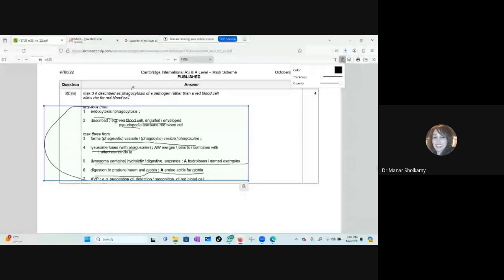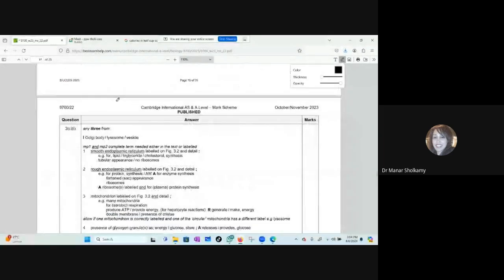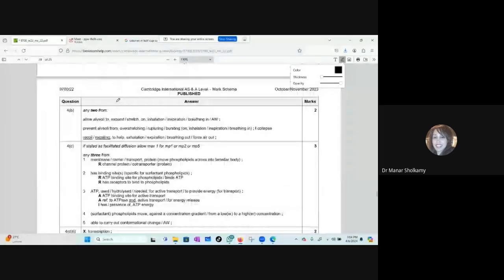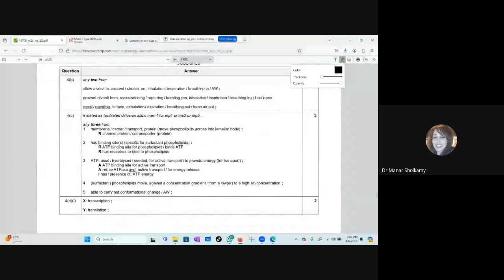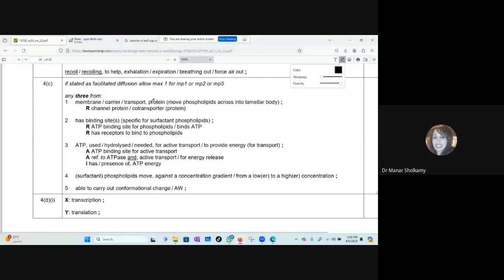This is number 4C. Do you know that it is a protein? Adam did tell me it's a protein, but I think he told me channel. Okay. If you state facilitated diffusion, allow only a maximum of 1 mark, not the 3 marks. Any three points. It's a carrier or transport protein. You will be given a grade for mentioning that it is a protein, but it's a carrier protein. Reject channel protein. It is a carrier protein, like we said.